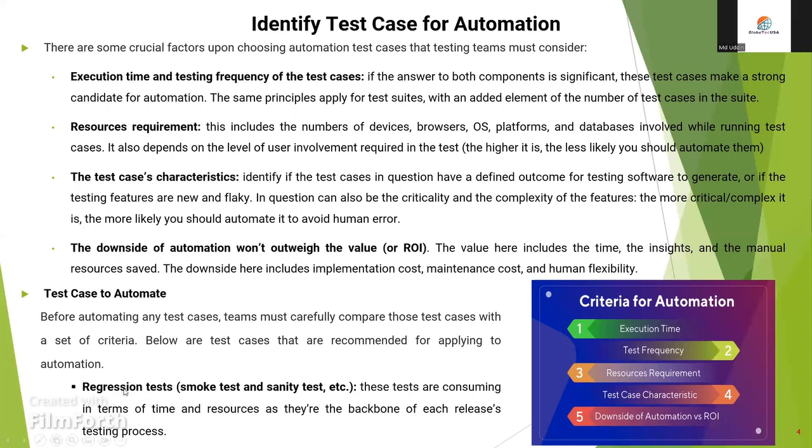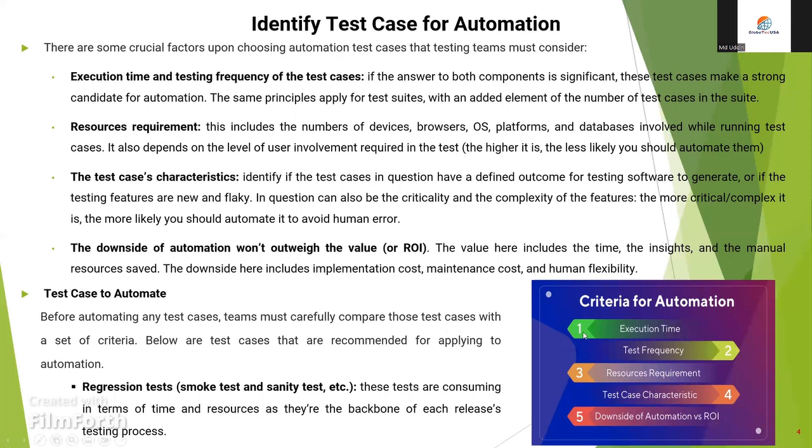Regression is like you're doing much more, but sanity is you're just checking that particular functionality, a small portion. So these tests are consuming in terms of time and resources, and they are the backbone of each release testing process. Regression is one of the most important testing phases in the test environment. Regression testing is the whole area, and sanity testing is one part, a particular area of the functionality.